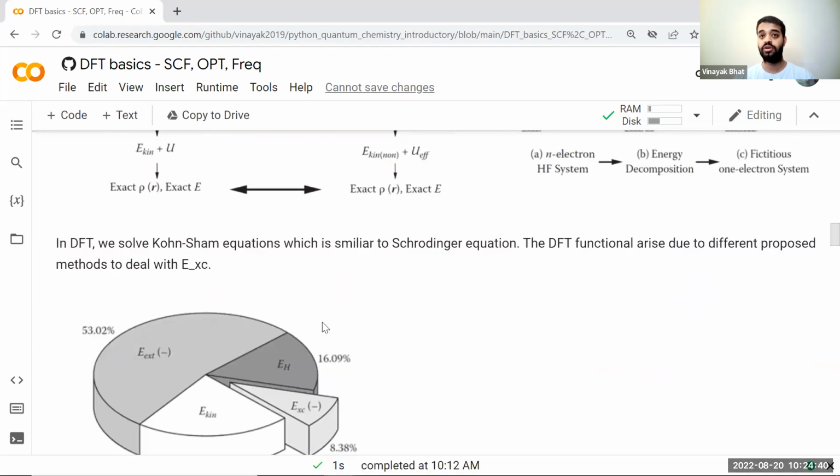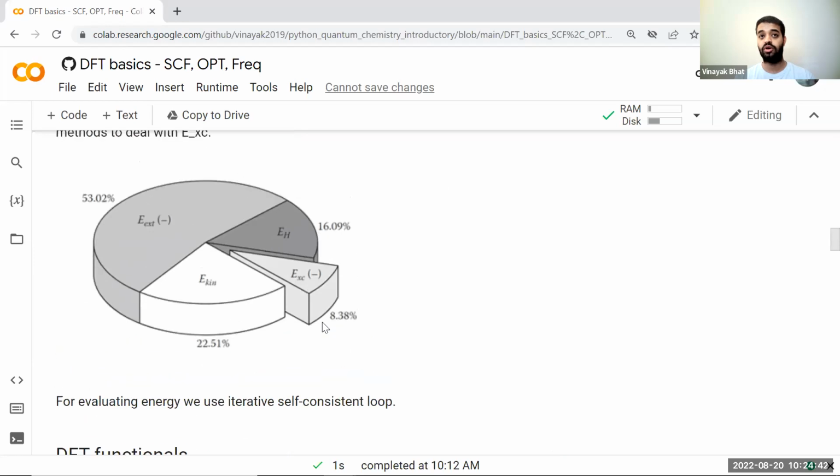So over here is the diagram shown of what it looks like. The exchange correlation just accounts for 8%, but this is where the real chemistry happens. Even though you can exactly find out all the rest of them, we have some difficulty in exactly determining the form of this exchange correlation.